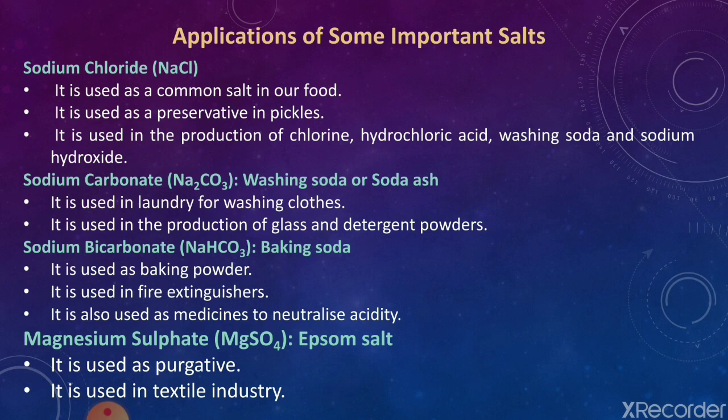The next type of salt is sodium carbonate, Na2CO3. It is commonly called washing soda or soda ash. Obviously, as washing soda, it is used in laundry for washing clothes. It is also used in the production of glass and detergent powder, meaning the detergent powder that we use at home also consists of sodium carbonate.